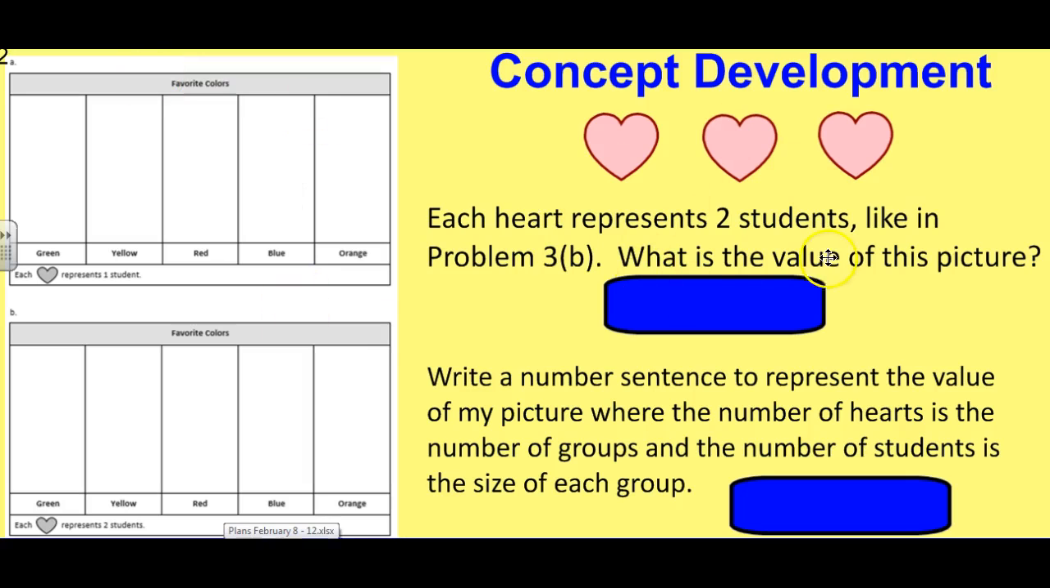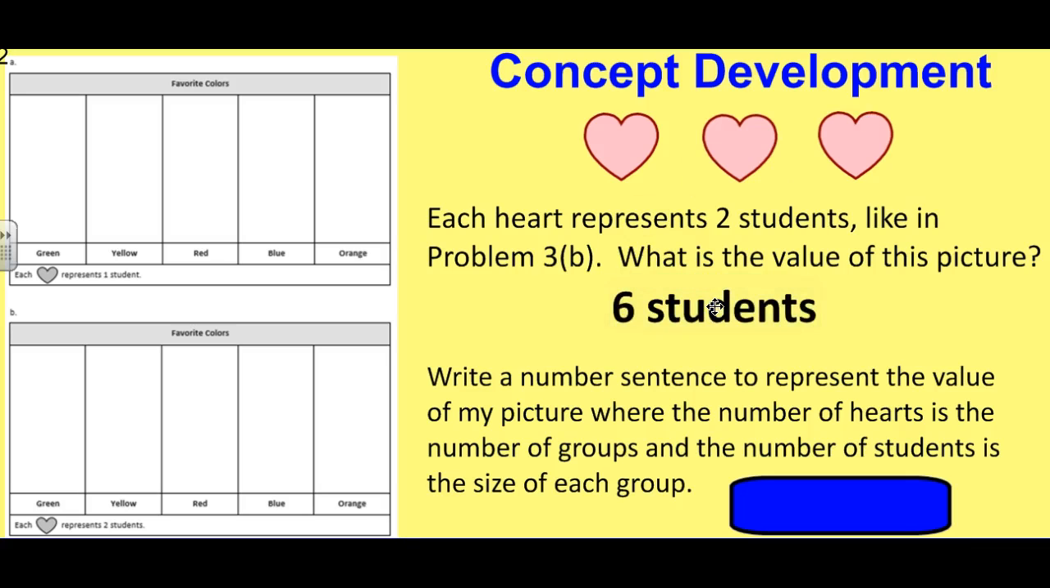I want you to look up here on the screen. I've got 3 hearts right here. If each one of these hearts represents 2 students, like in this part of your problem set, then what is the value of these 3 hearts? I want you to write that down on your piece of paper in your binder. How many students would these 3 hearts represent? Okay, you should have written 6 students because you're just skip counting by twos.